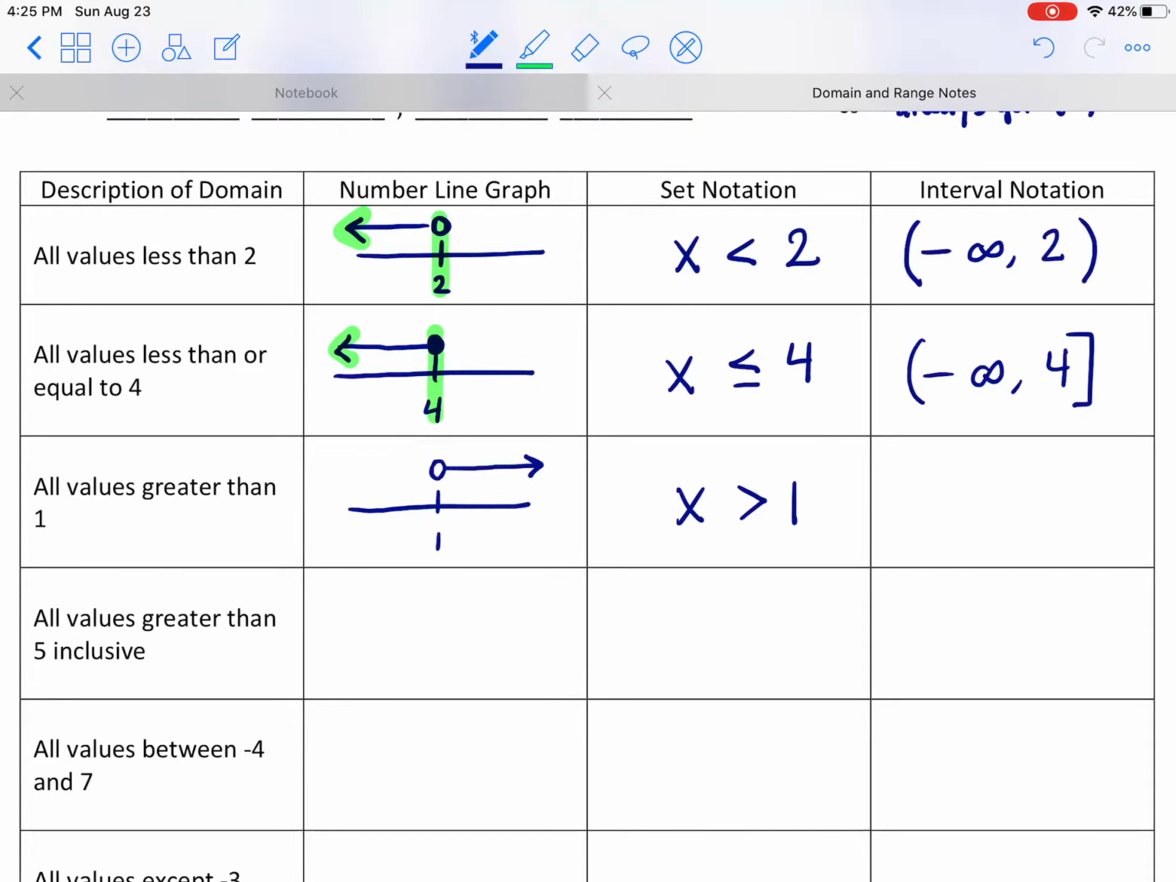So this time, going left to right, the farthest left value we have is 1. So this time the interval is going to start at 1. And then how far to the right are we going to go? Well, this is going to go to the right forever toward positive infinity. Infinities get parentheses. And since we don't want to be equal to the 1, we don't want to include it, we're going to keep a parenthesis on it. And I don't like that that one's so much bigger than the other one. There we go. Okay? How about all values greater than 5 inclusive?